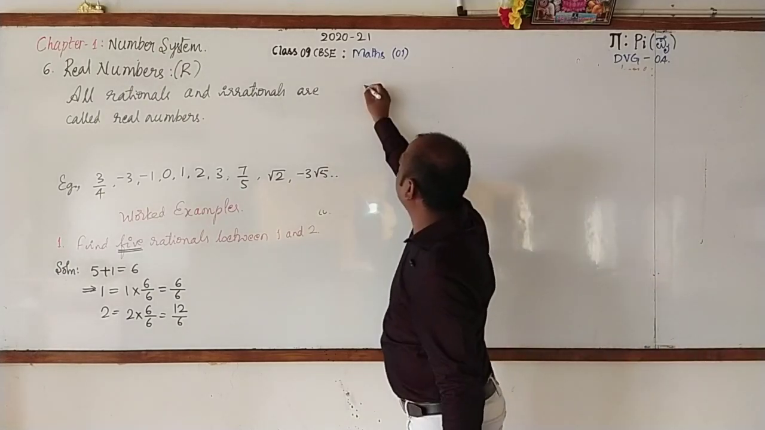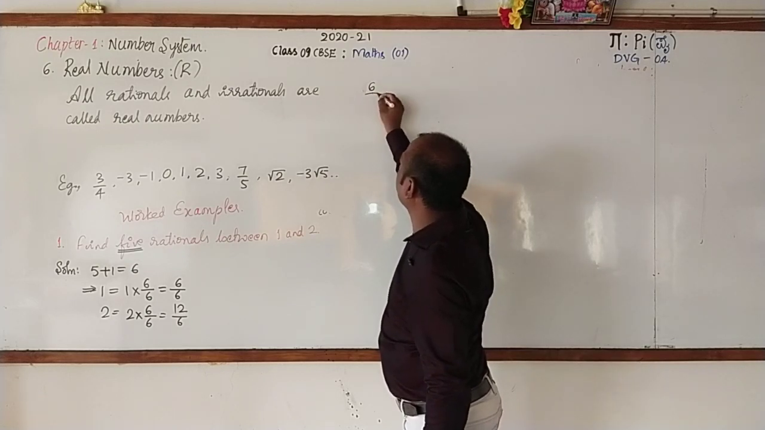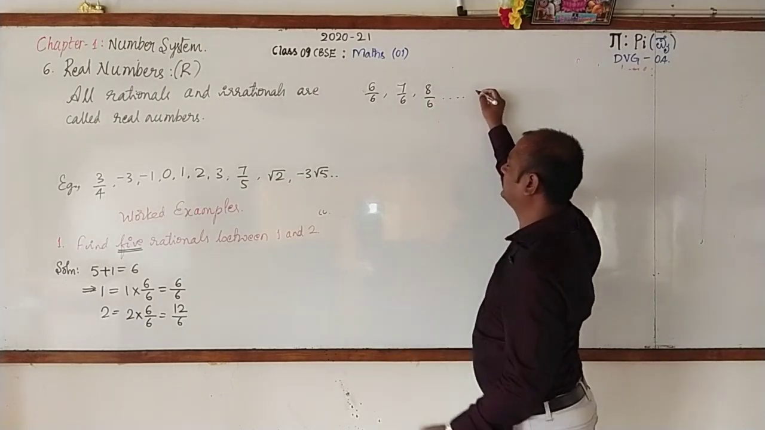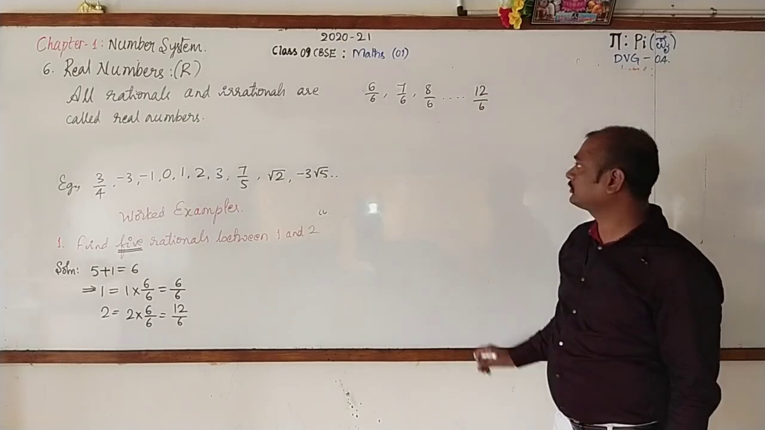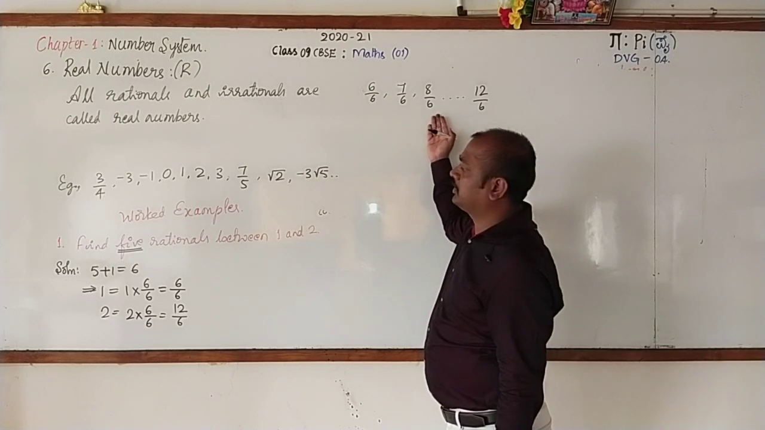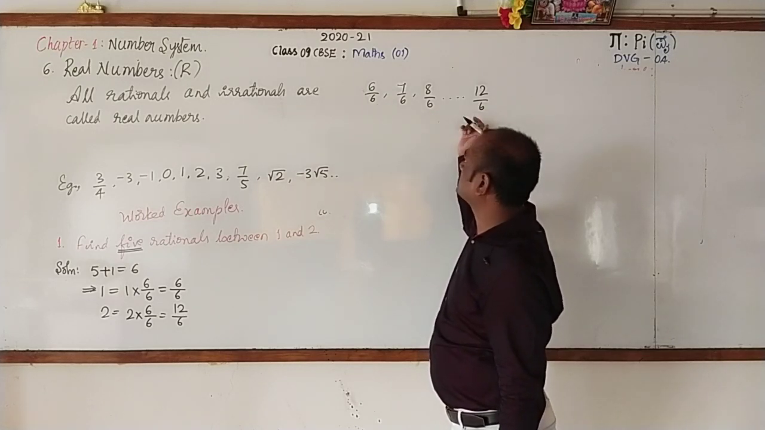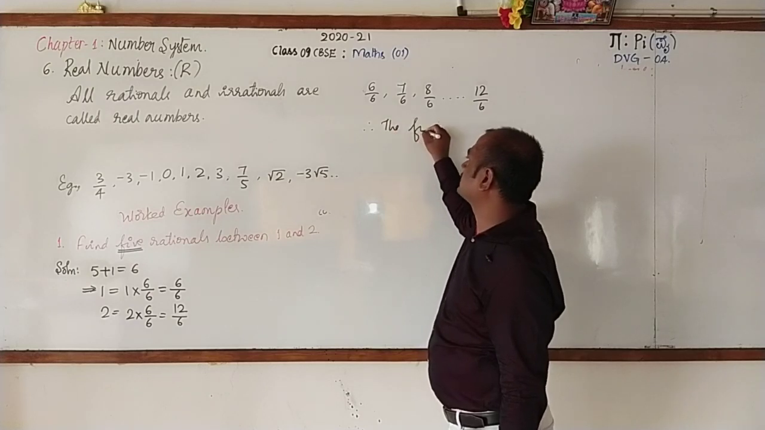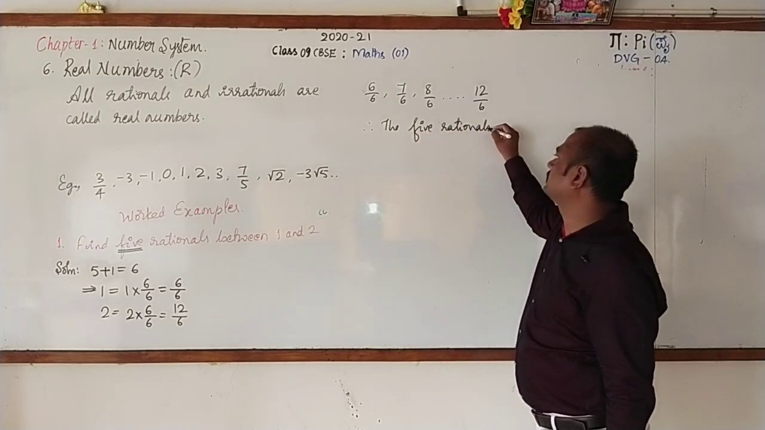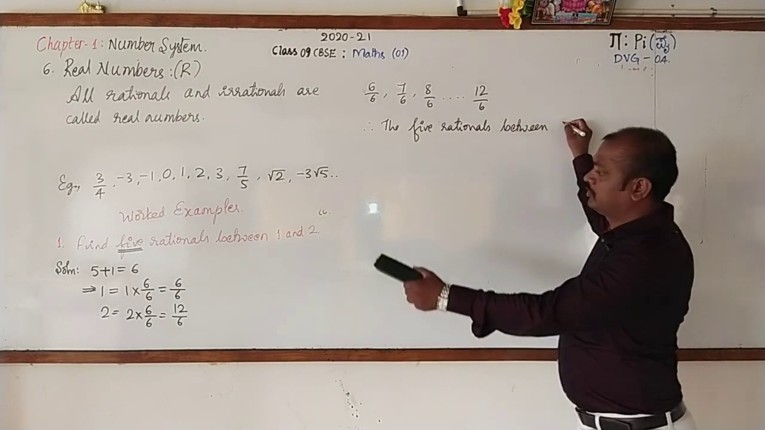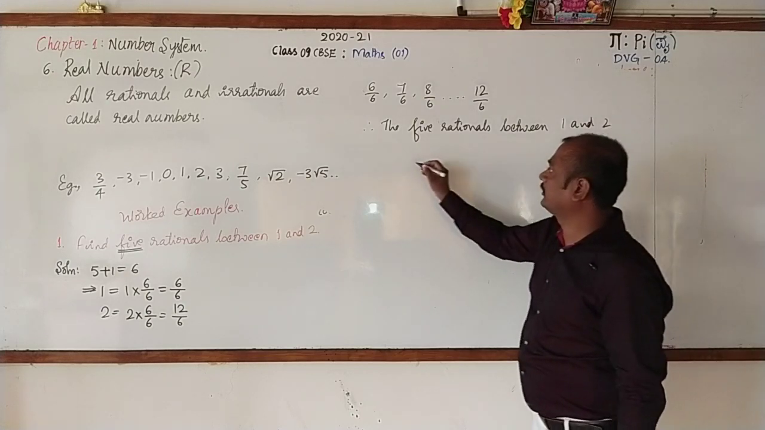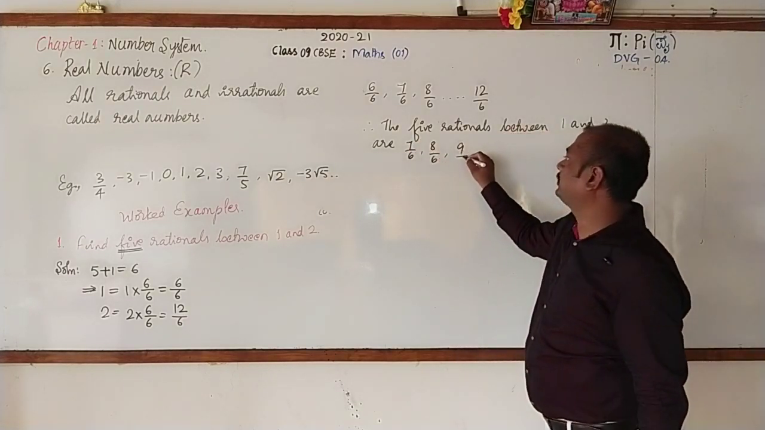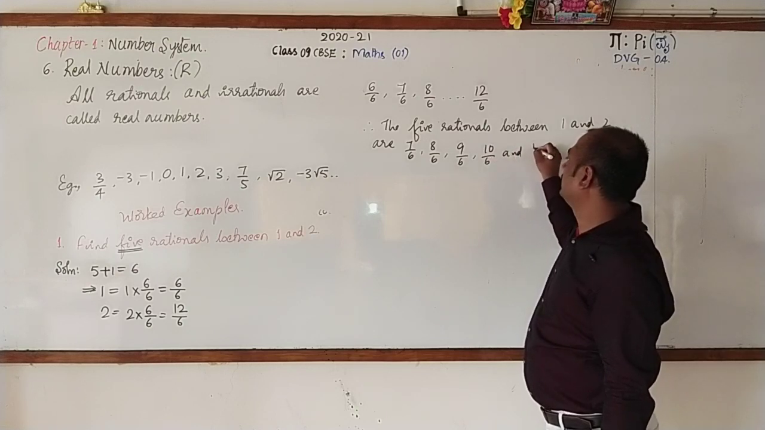Now, here, 6 by 6. Then, we can write 7 by 6, 8 by 6, and so on up to 12 by 6. Now, we can write the rationals between these two, 6 by 6 and 12 by 6, as 7 by 6, 8 by 6, 9 by 6, 10 by 6, 11 by 6. Therefore, the 5 rationals between 1 and 2 are 7 by 6, 8 by 6, 9 by 6, 10 by 6 and 11 by 6.